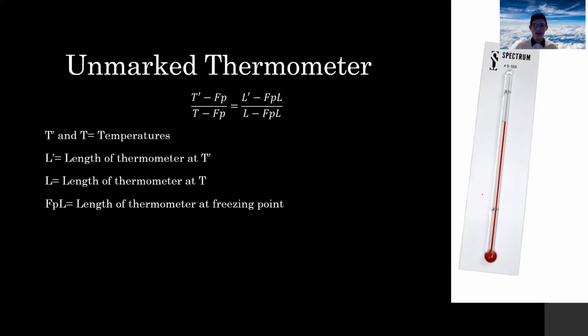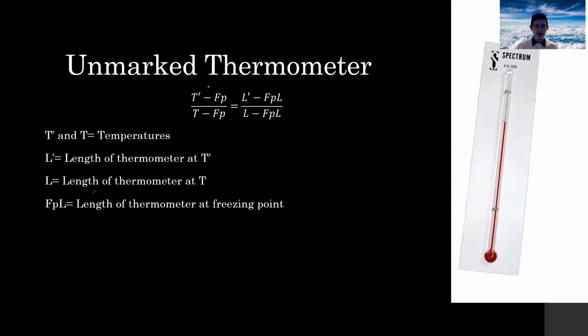Next, let's say we have a thermometer, but there is no indicator. There's only the liquid inside. So how can we determine the temperature when using this thermometer? We actually have a formula here for an unmarked thermometer. T accent and T are both temperatures. L accent is the length of the thermometer when the temperature is at T accent, and L is the length of thermometer when the temperature is at T. Next, FP is the freezing point, and FPL is the length of thermometer at the freezing point.